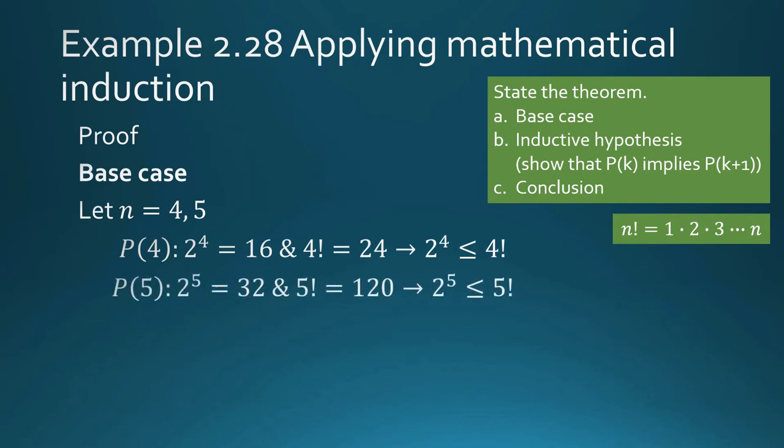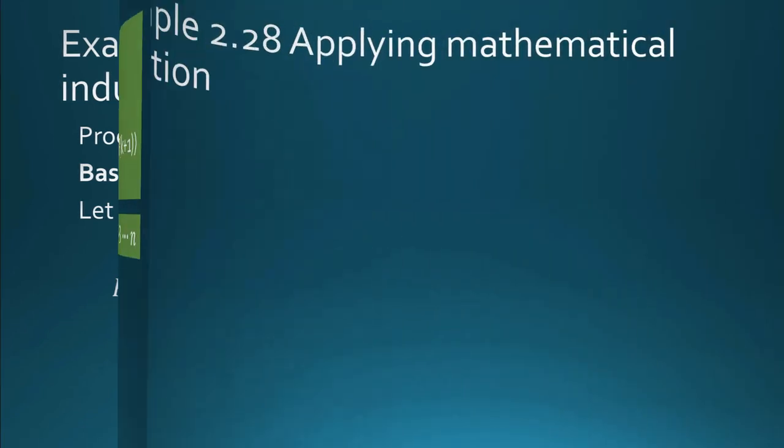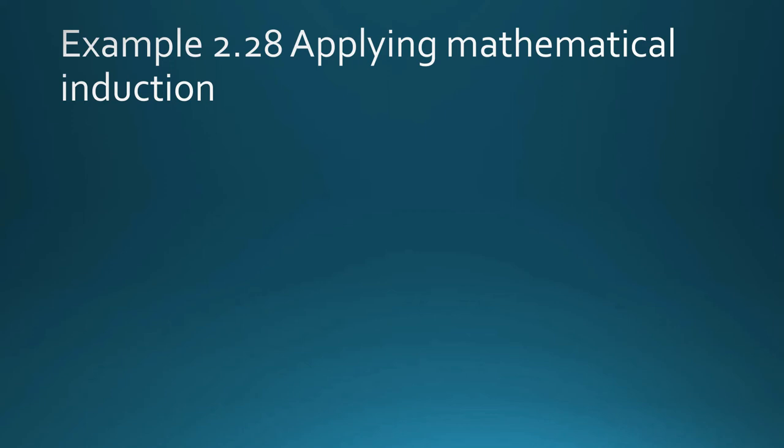How about when n is equal to 5? What is 2 raised to 5? It's 32. What is 5 factorial? 5 factorial is 24 times 5, that's 120. And 32 is less than or equal to 120. So this is true. 2 raised to 5 is less than or equal to 5 factorial. We are done with the base case. We shall now proceed with laying down our inductive hypothesis.